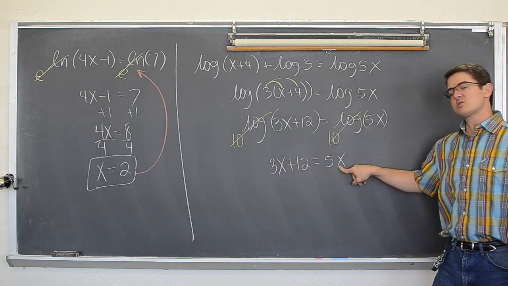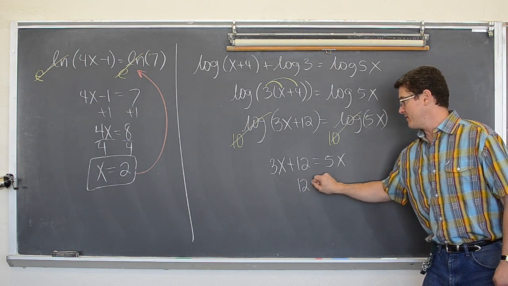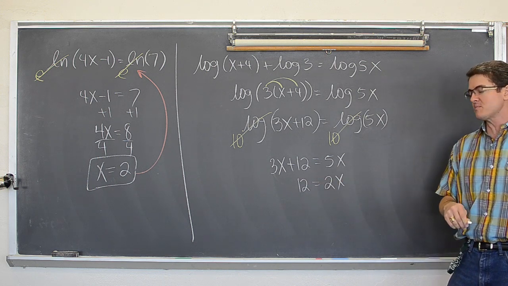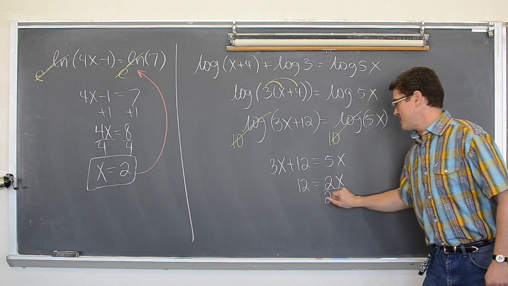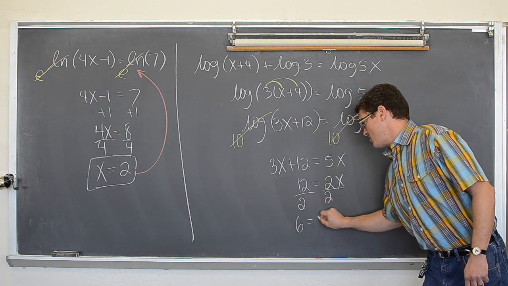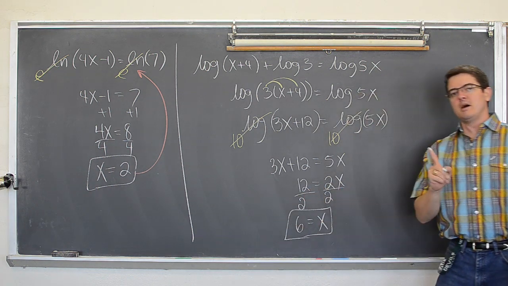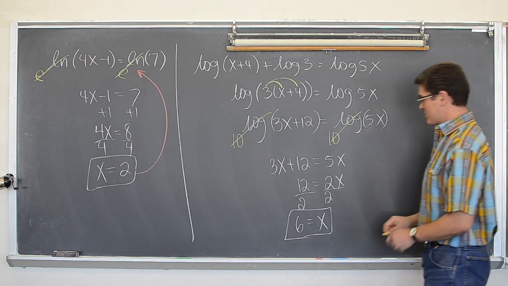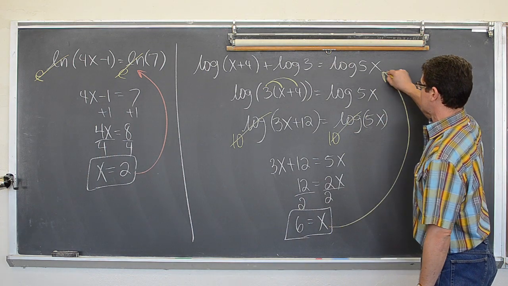I'm going to bring the 3x over with subtraction and get 12 equals 2x. Again, that was with subtraction. Divide both sides by 2. Get 6 equals x.